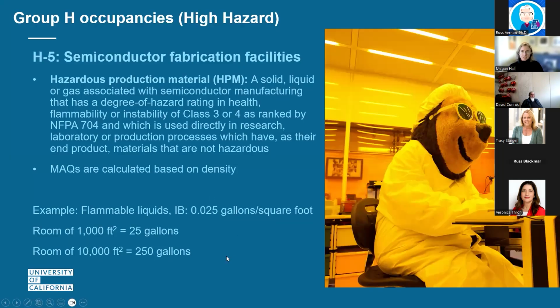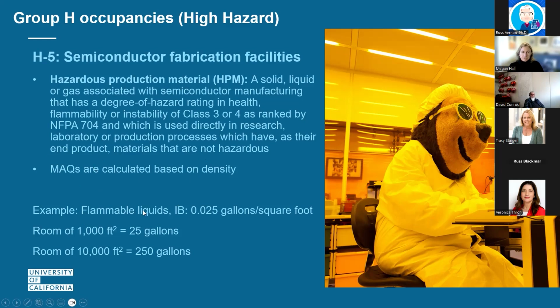And H5s are special. Here's Oski Bear. This is a space at UC Berkeley, Siddhartha Dye Hall. These are very, very specialized, and they use what are called hazardous production materials. These are often hazardous materials that usually have end products that are not hazardous, like your silicon chips. Those things are not hazardous in themselves, but you're using silane gas to produce them, which is a pyrophoric gas. MAQs for H5s are calculated based on density.